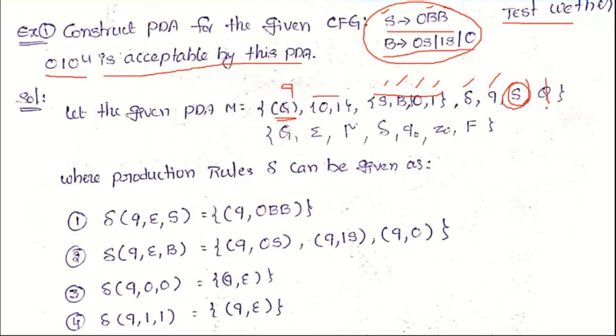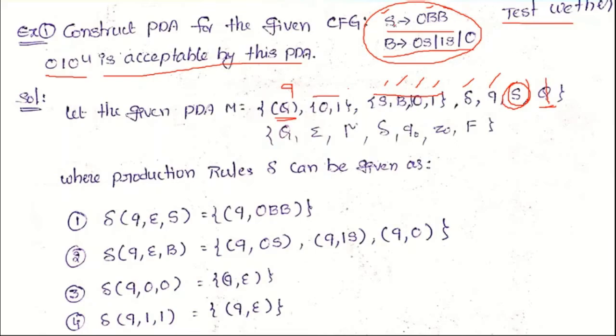So here there is no final state, so this PDA accepts by empty stack. Whenever the stack is empty then it will go to the final state. So this is pi, not Q. So this pi indicates there was no final state. So now we construct the PDA for the given grammar.